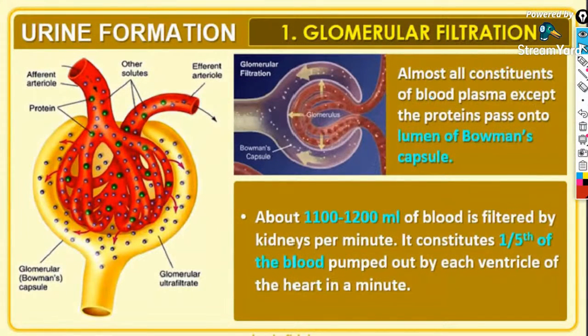Next one is that almost all the constituents of blood plasma except the proteins pass into the lumen of the Bowman's capsule.